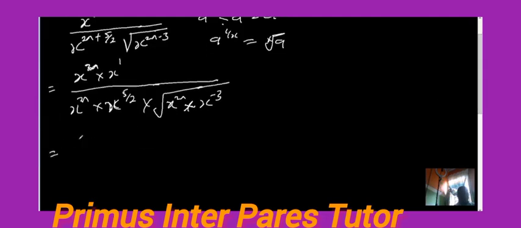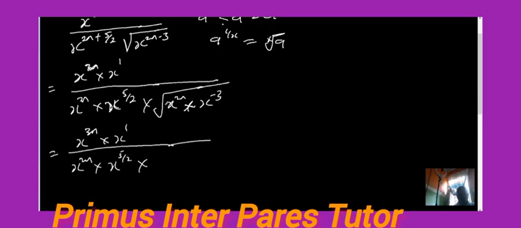Then what you have here again is x raised to power 3n times x raised to power 1, divided by x raised to power 2n times x raised to power 5 over 2 times. Now you want to make use of this one, so you are going to remove it like this. So you have x raised to power 2n times x raised to power minus 3. Are you following? So you put a bracket like this, raised to power half. If you have a raised to power half, it simply means the square root of a.